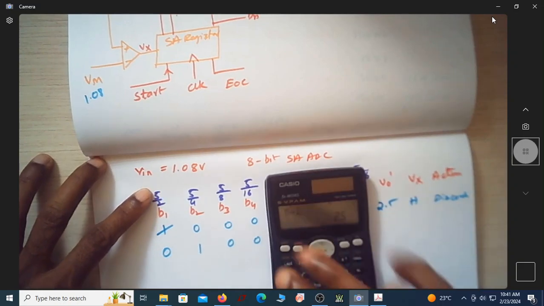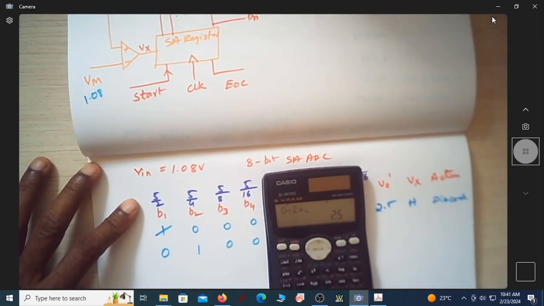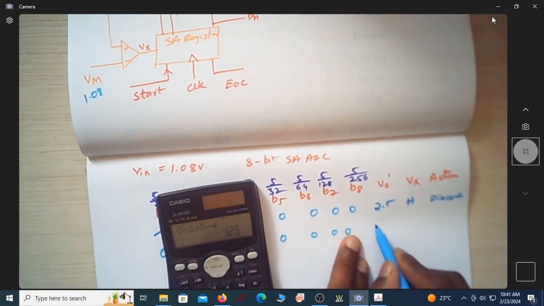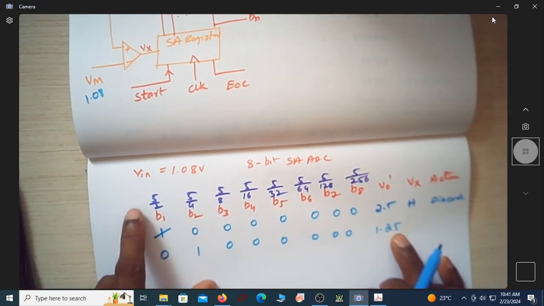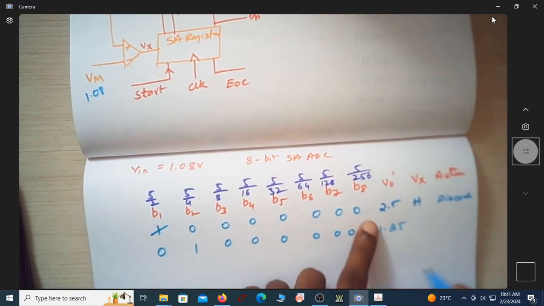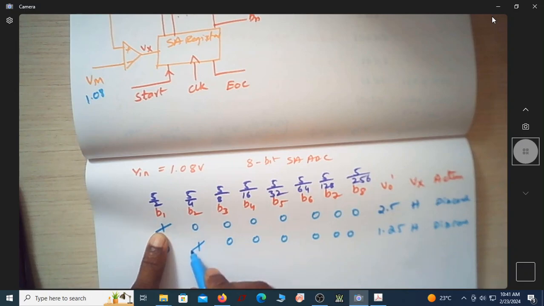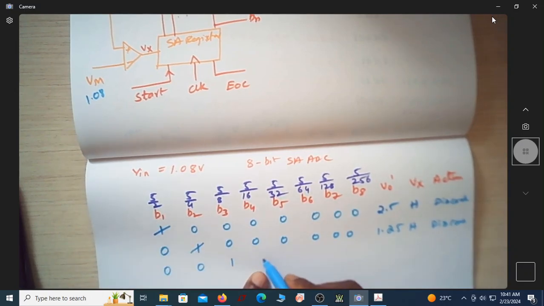So now what I'll do is, this is now 0. I'll make it plus 5 by 4. So now I know that this is 1.25. Since this 1.25 is still more than 1.08, I have to discard. So this is high, I want to discard. When I say discard, I want to discard this bit. In the next action, I will make the next bit as 1.